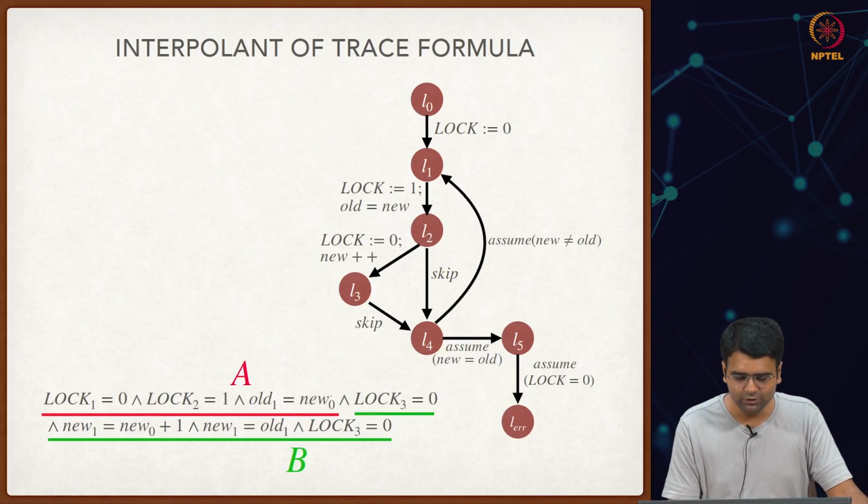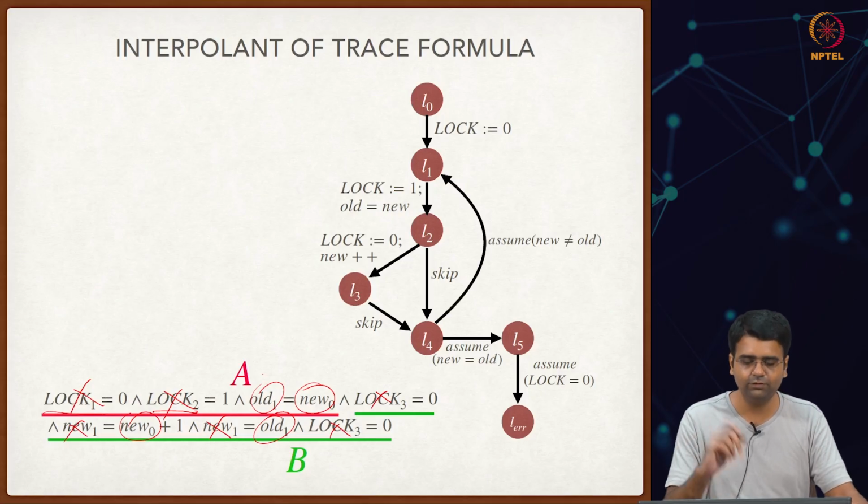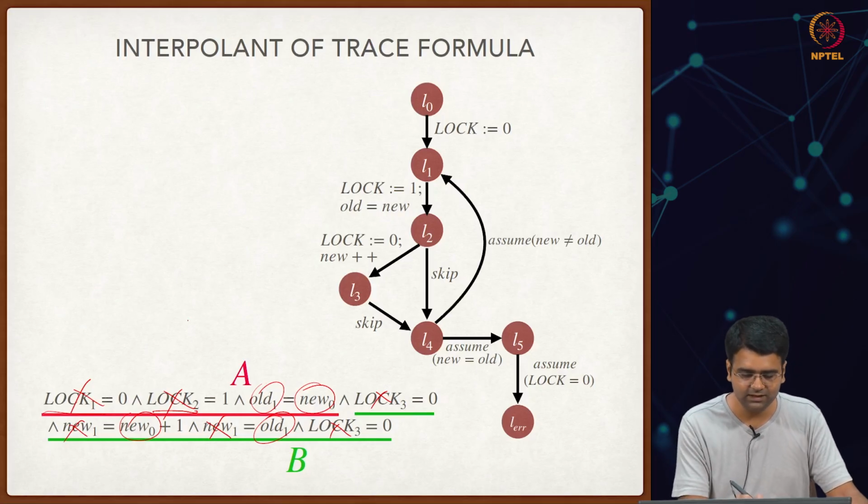So in this case again I look for the common variables. I see that old 1 is being used in both, and new 0 is also used in both, but log 1 and log 2 are not used in the formula B. And similarly new 1 is not used in the formula A and log 3 is also not used in the formula A. So my only possible choices are over old 1 and new 0. These are the only variables that can be free in the interpolant. Again you can try to work this out. The only interpolant here is simply going to be old 1 is equal to new 0.